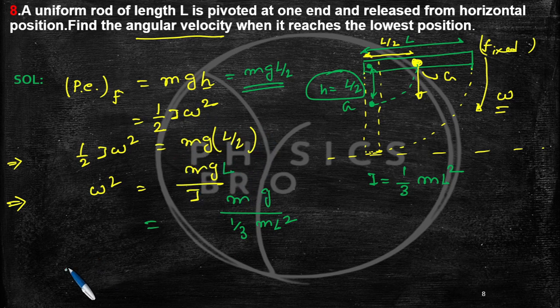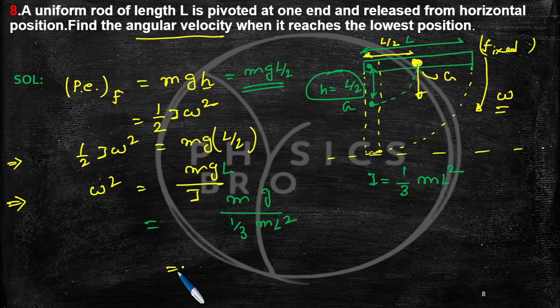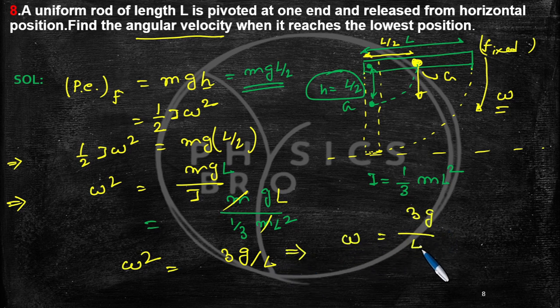Sorry, there is an L. So clearly we can simplify it by some algebra: 3g by L. Oh, and another L is missing. So omega square is 3g by L, or omega equals root of 3g by L. So this is our answer.